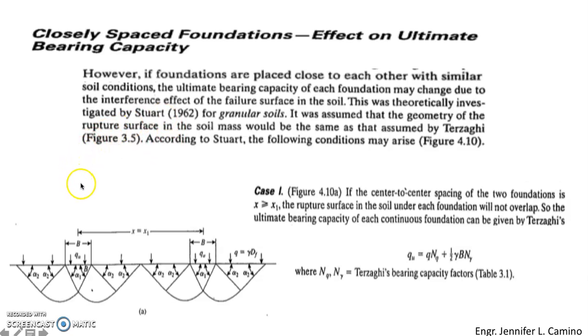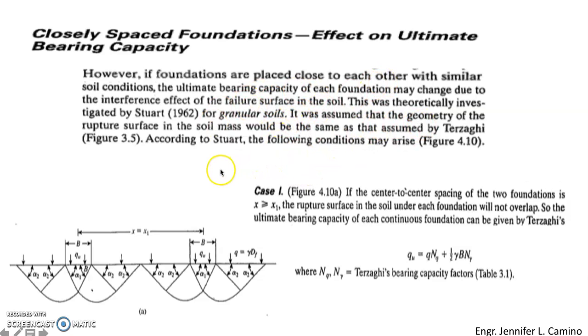So if the foundations are placed close to each other with similar soil conditions, the ultimate bearing capacity of each foundation may change due to the interference effect of the failure surface in the soil. So this was investigated for the effect on the ultimate bearing capacity of foundations that are placed close to each other.